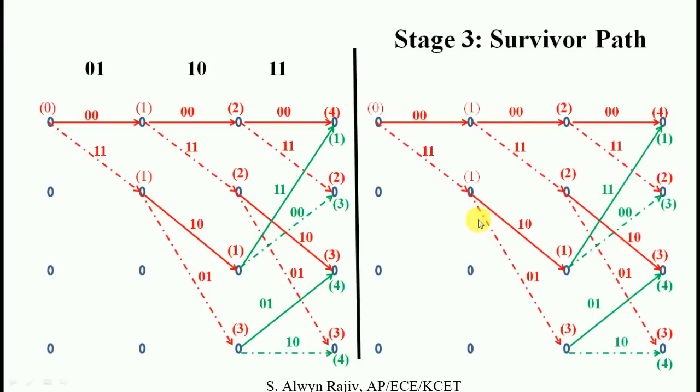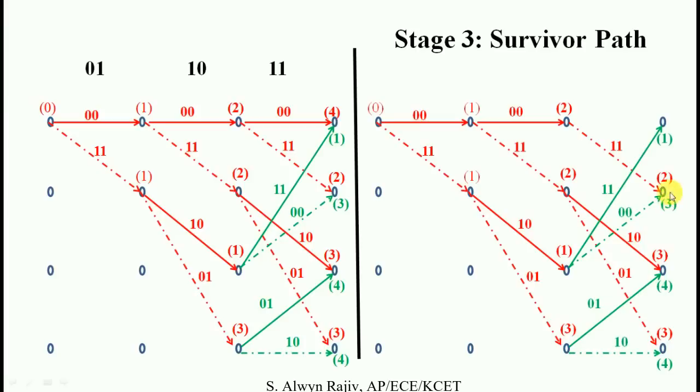These are the metric values. Now we are going to see this node. In this node, we are going to find the survival path. Discard the maximum metric value. Only retain the minimum metric value. In this node, we have two metric values. One is from A, one is from C. Which one is lower? A is lower. Therefore, the other path is discarded.